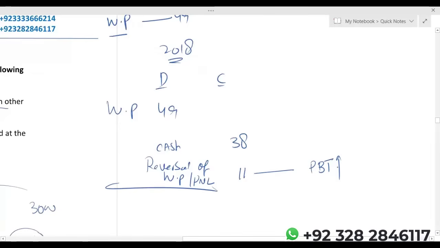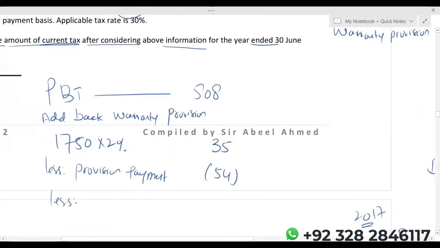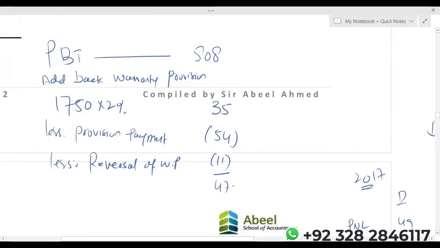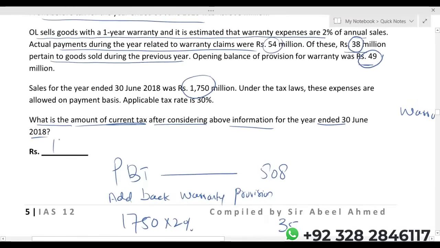Now listen, taxation authorities do not accept warranty provision as your expense, and similarly, they do not accept reversal of warranty provision as your income. Since you have recognized the reversal of warranty provision, 11 million, as your income, taxation people will say, we don't accept this as your income. You need to deduct that. Less reversal of warranty provision. Now you will get the taxable profit: 508 plus 35 minus 54 minus 11. I'm getting 478. Tax rate is 30%. Students, I'm getting income tax expense, current tax, 143.3, and this is what they have asked us.